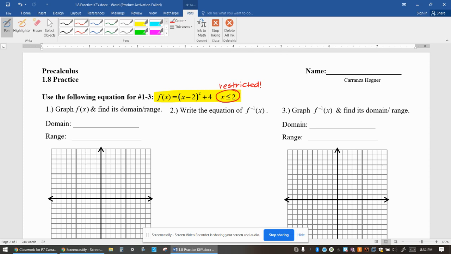Alright, so this parabola is shifted right 2, up 4. Right 2, up 4. I'm going to go ahead and follow the pattern of left 1 up 1, left 2 up 4. But I'm not going to graph the rest of the parabola because they said to the left, so less than or equal to 2.